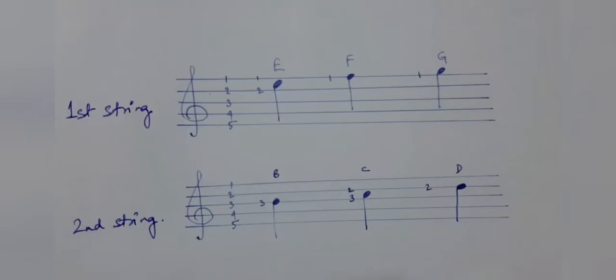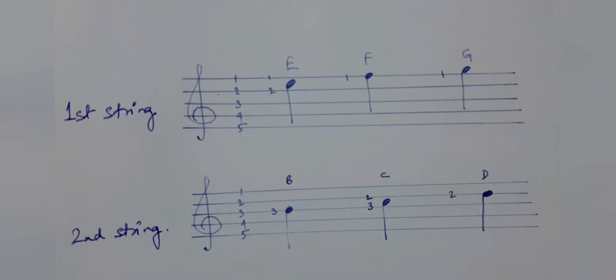To write the notes on the first string, E, we write in between the first and the second line, F, we will write across the first line, and G, we will write above the first line. The note we are going to recognize by the head of the note. The tail of the note is just there, but the head of the note is the main part by which we will understand which note it is.